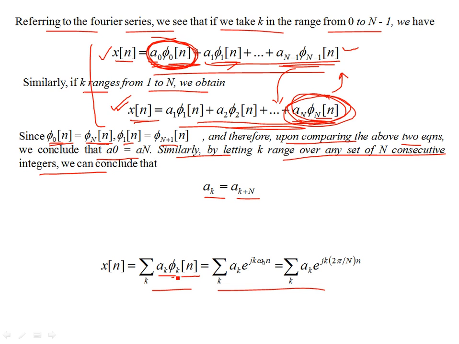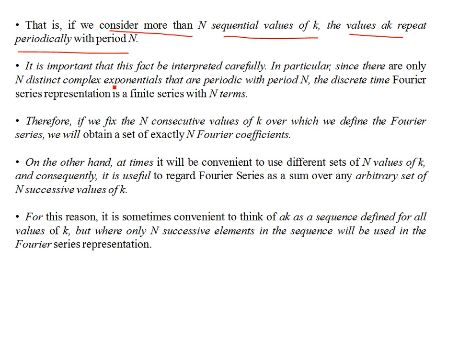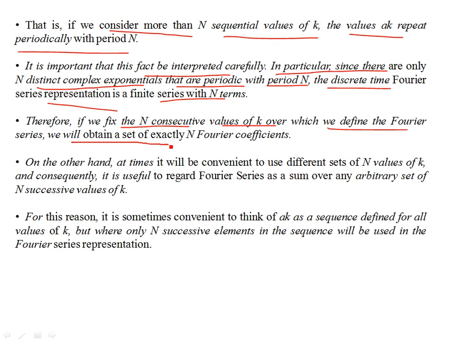So that's why the representation of a discrete time periodic sequence is finite. Okay, so it's important that this fact should be interpreted very carefully. In particular, since there are only n distinct complex exponentials that are periodic with period n, the discrete time Fourier series representation is a finite sum with n terms. Okay, because after that, the Fourier coefficients, the strength of the harmonics, are going to repeat, the exponentials are going to repeat, so we have a finite series. Therefore, if we fix n consecutive values of k over which we define the Fourier series, we'll obtain a set of exactly the same n Fourier coefficients.